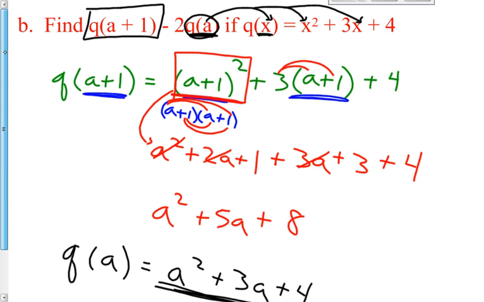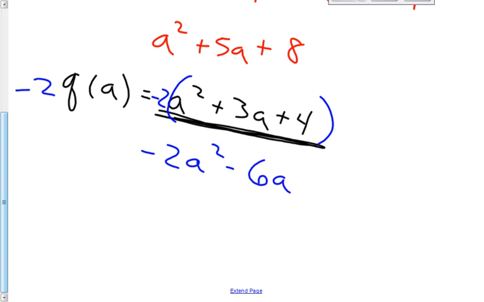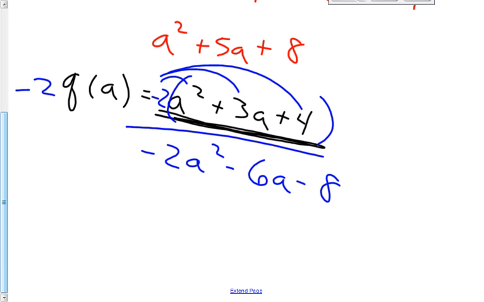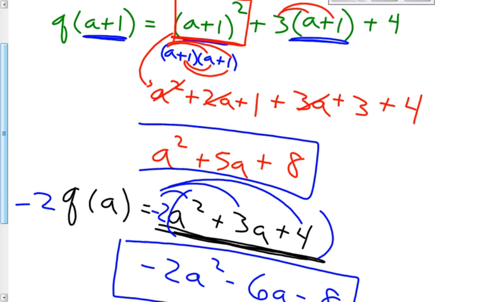What I need to do to this class is it tells me I have to multiply it by this negative 2. So it's a negative 2 times q of a. So if I have to multiply it by a negative 2, I have to multiply this whole thing by a negative 2. So I'm going to use the distributive property. So a negative 2a squared minus 6a minus 8. I took this negative 2 and I multiplied it by all 3 of these terms. So this is a negative 2 q of a, and this part right here is q of a plus 1.